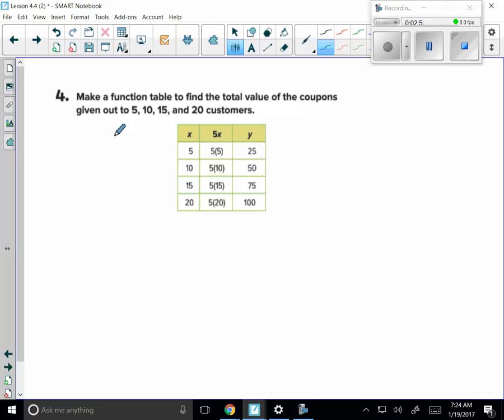Now, number 4 on 299, it goes with number 3. We had that equation y equals 5x, and they want us to make a function table, and they even give us the values here. We're given 5, 10, 15, and 20. Those are our x values. Those are what we plug in first. And the reason they're being plugged into 5x, remember, is because that's our equation. So instead of having an x right here, you plug in all of these x values. So I have 5 times 5, 25. 5 times 10 is 50, 5 times 15 is 75, and 5 times 20 is 100. So that function table is complete.